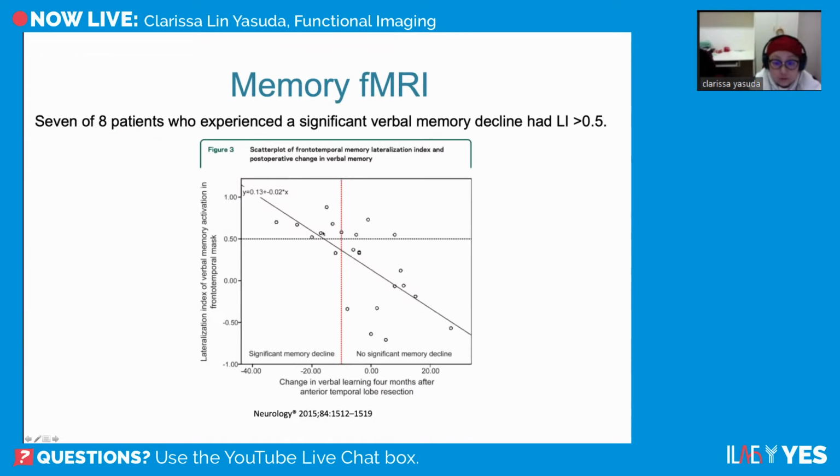So here, just to see that those 7 out of 8 patients that experienced verbal memory decline, they have most of the activation for the verbal memory paradigm in the dominant hemisphere. Okay, so we can calculate the lateralization index of the activation map, and then this is how we can quantify this.